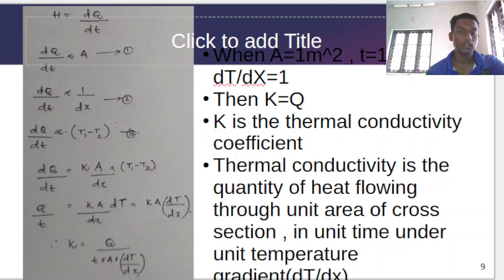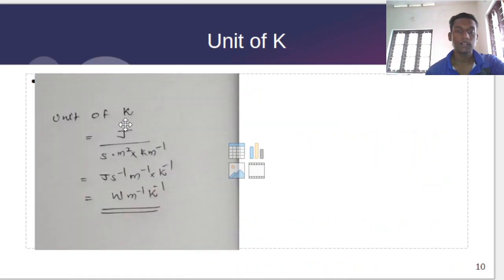Let us move to the unit of K. It is joule divided by second into meter square into Kelvin meter raised to minus 1. So simplifying, we get joule second raised to minus 1, meter raised to minus 1, Kelvin raised to minus 1. We know that joule per second denotes power and the SI unit of power is watt. So we can finally write it as watt meter raised to minus 1, Kelvin raised to minus 1.